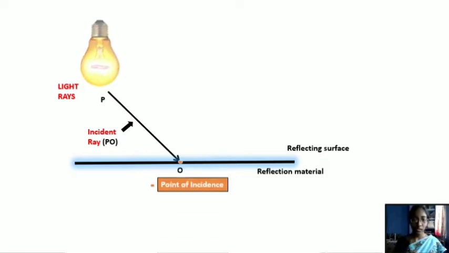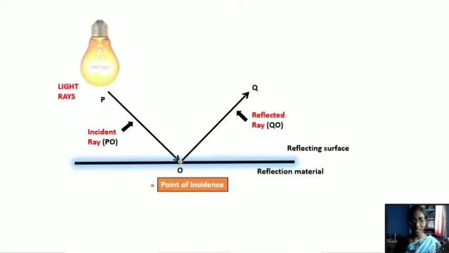The point at which the incident ray meets the reflecting surface is called the point of incidence. You can see a point, right? The light ray hits the reflecting surface, and the point where it meets the reflecting surface is called the point of incidence. And what happens after the incident ray hits the reflecting surface? As the name suggests, it is a reflecting surface, right? It reflects back the light ray, and this ray is called the reflected ray. Here we have named the reflected ray OQ.